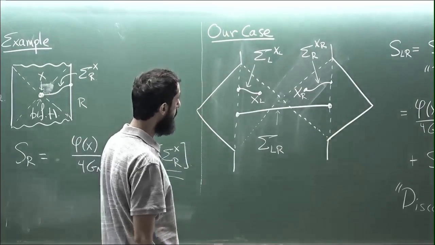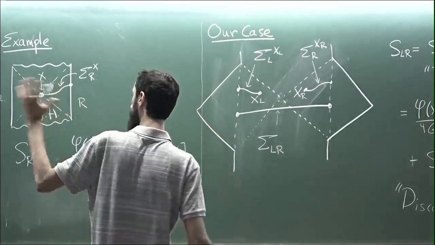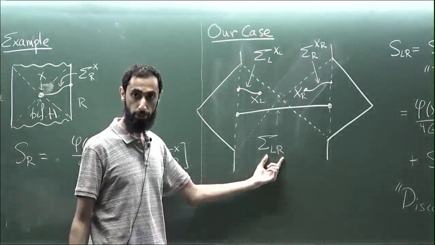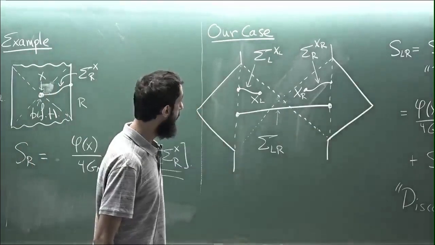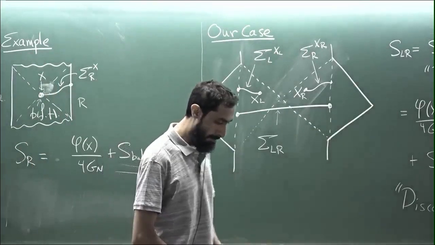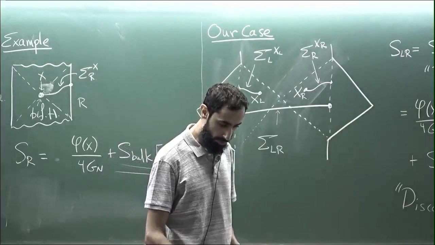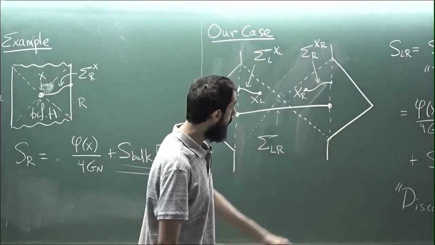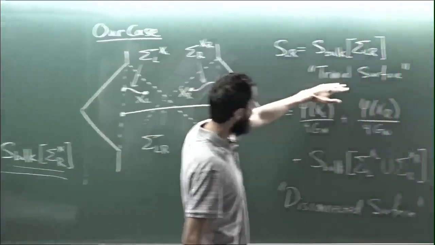Okay. So now we want to apply this formula to the union of the left and right boundaries. And now there are two classes of possible quantum extremal surfaces. One is what is called the trivial surface.